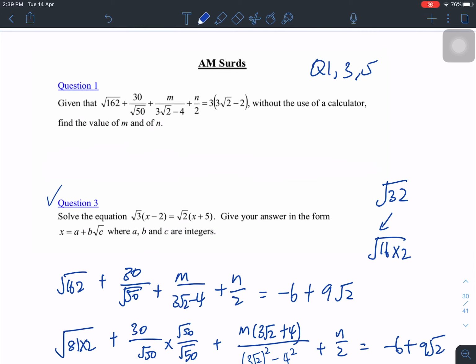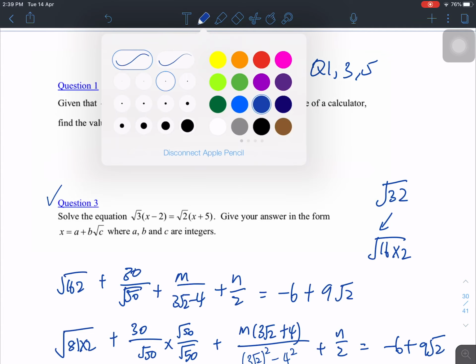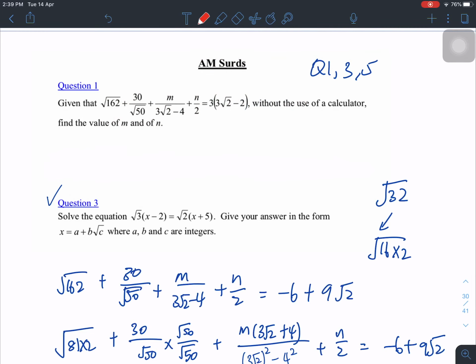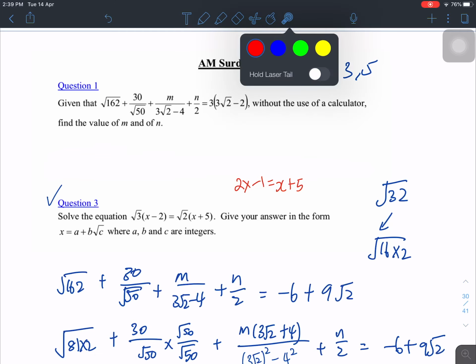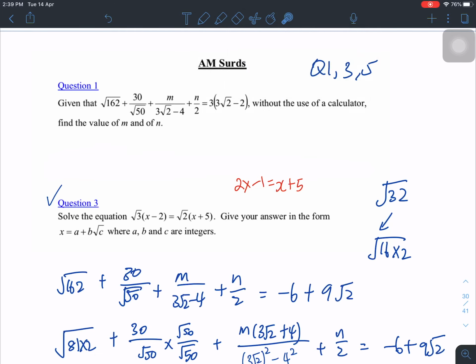Question 3 requires us to solve an equation. The equation looks quite complicated. So recall when we were solving linear equations back in Sec 1. If you see something like 2x minus 1 equals x plus 5, what would you do? I'm sure your teachers have taught you very well that you're supposed to group all the x terms to one side. In this case, I'll bring everything to the left hand side, and all the constants I will lump together on the right hand side.